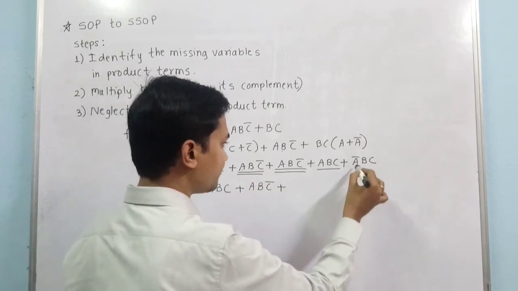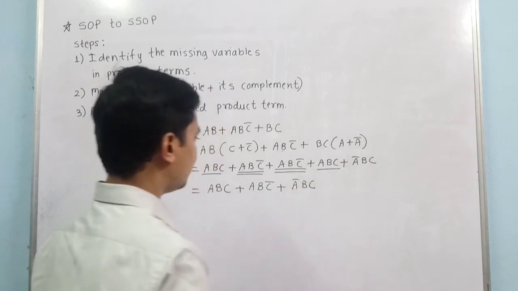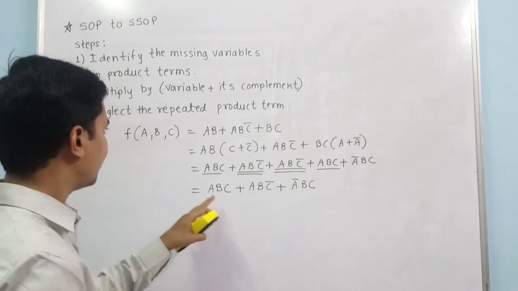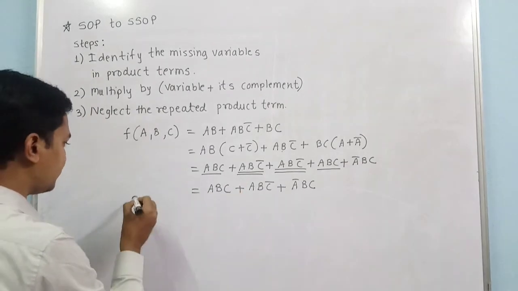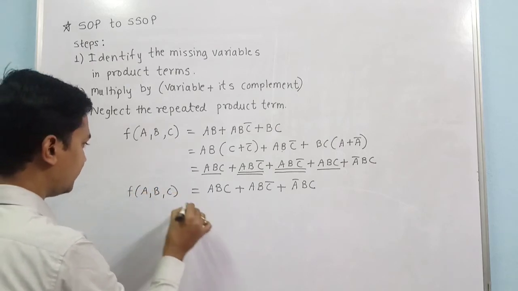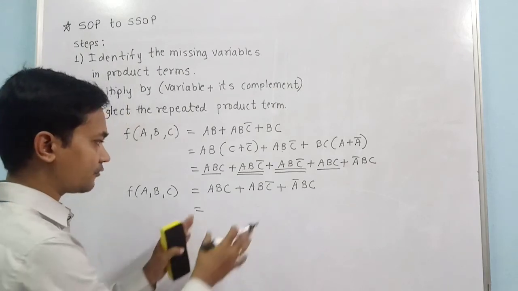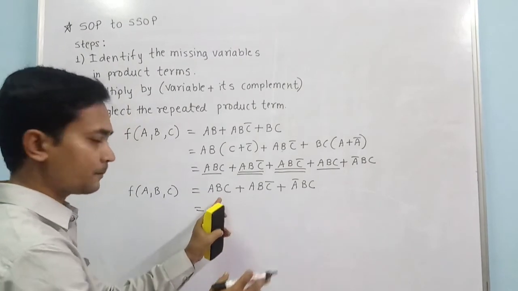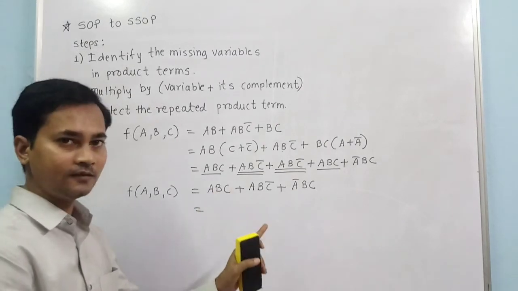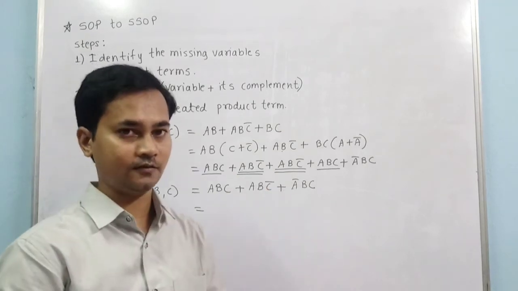Now the last term is a bar bc. Further, this expression cannot be reduced, so this is our final expression f of a, b, c. Actually this is the SSOP, standard SOP form. Standard SOP means all these terms have all the variables.